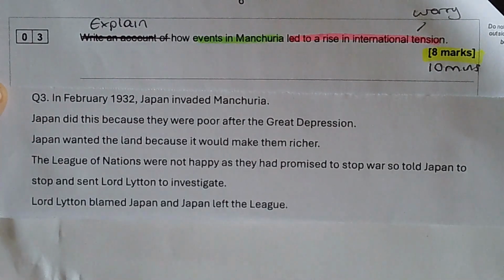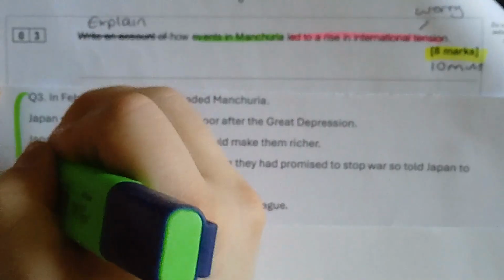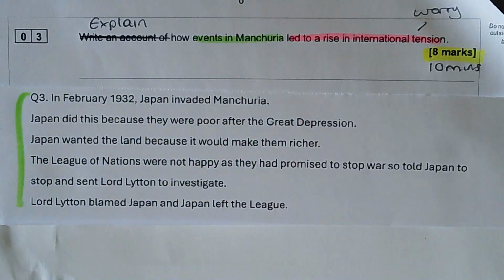So all of this here is about events in Manchuria. I know that in February 1932, Japan invaded Manchuria. I know that Japan did this because they were poor after the Great Depression. Japan wanted the land because it would make them richer. The League weren't happy, told Japan to stop the war and sent Lord Lytton to investigate. Lord Lytton blamed Japan and Japan left the League. Just writing down what you know there about events in Manchuria will pick you up a couple of marks. There is absolutely nothing wrong with doing that if you think, oh, I'm struggling with this question.